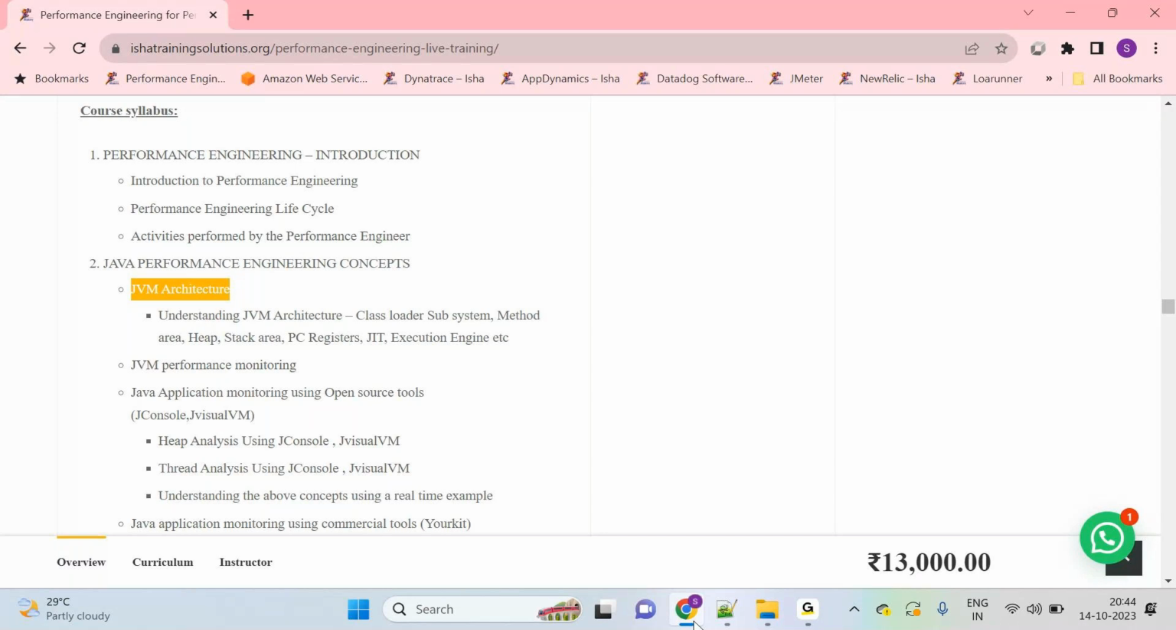And then once we have learned about JVM architecture, the next thing is we are going to start our JVM monitoring concept. That is important, guys. Whenever you want to find any problem, the first and foremost thing you are going to do is JVM monitoring. In the JVM monitoring, as I told you, the heap memory, your thread level, your garbage collection level, all those things we are going to investigate.